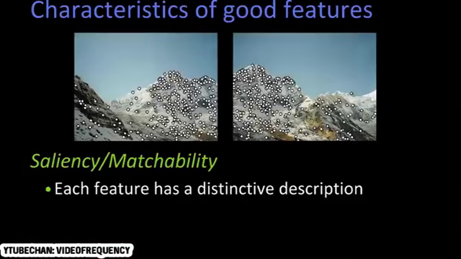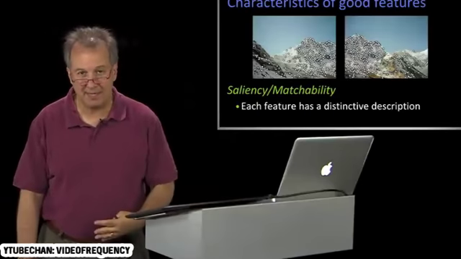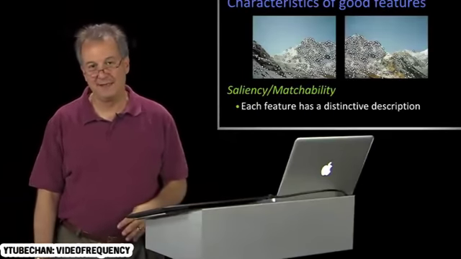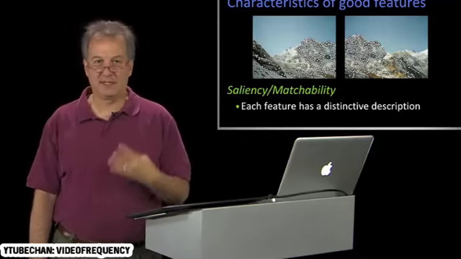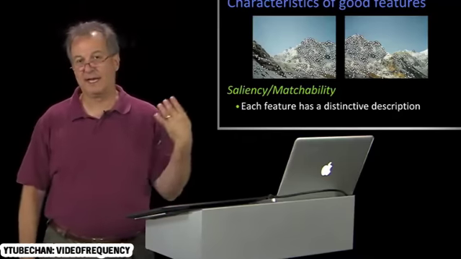The next thing is salience or matchability. This is how distinctive the descriptor is. So each feature should be able to be described uniquely enough that it's easy to find it, right? So if I'm looking at a bunch of white dots on a black wall and they're all the same white dot, that's really a problem, because that's the George problem, all right? Everybody's named George. I can't find anybody.